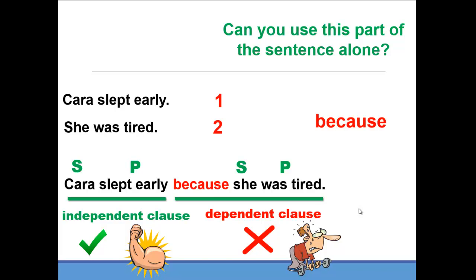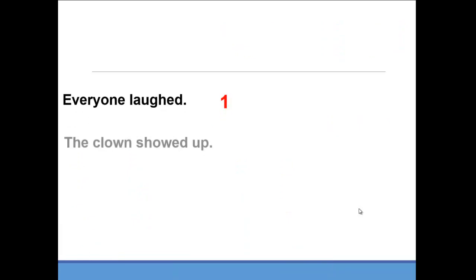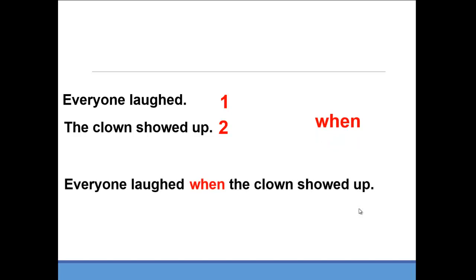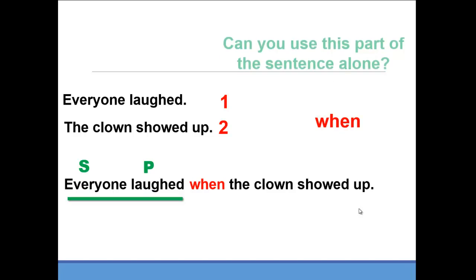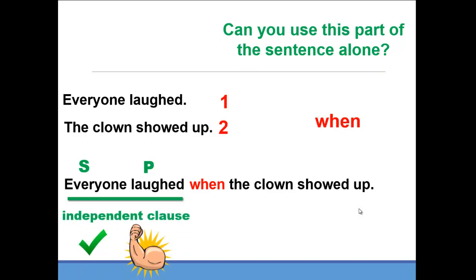Excellent. Let's see the other example. Everyone laughed. Sentence number 1. The clown showed up. Sentence number 2. Let's join the two sentences using the conjunction when. Everyone laughed when the clown showed up. Let's check the first part of the sentence. Everyone is the subject. Laughed is the predicate. Can this part of the sentence be used alone? Yes, everyone laughed. It tells a complete idea. So this part of the sentence is called the independent clause.